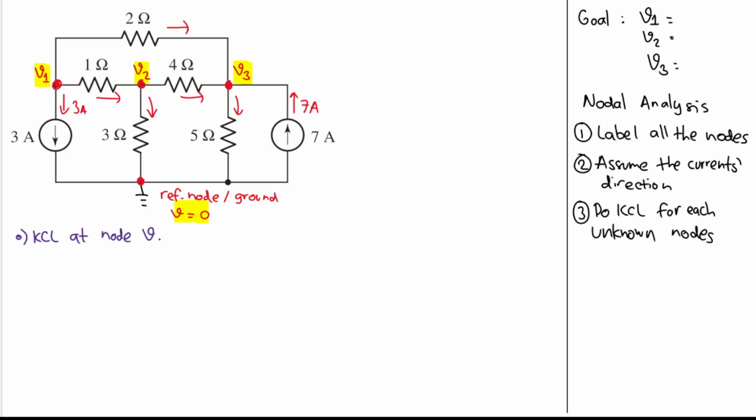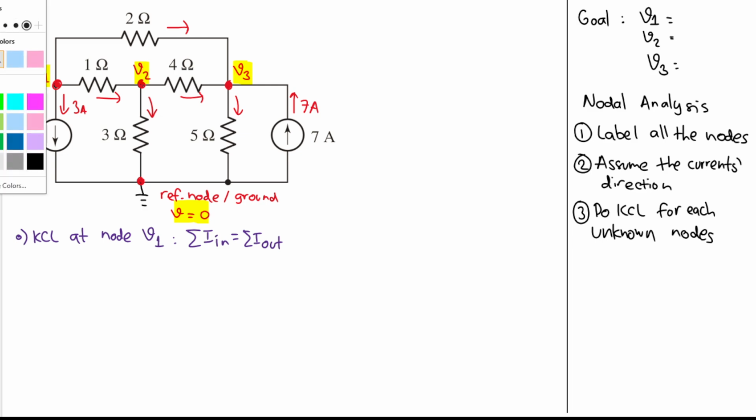KCL at node V1. What does KCL say? KCL says that the sum of the currents going in equals the sum of the currents going out. Some other books say that the sum of the currents is equal to 0, but that means we have to be very careful about the sign. So I like this formula better, and it also visualizes better in the circuit.